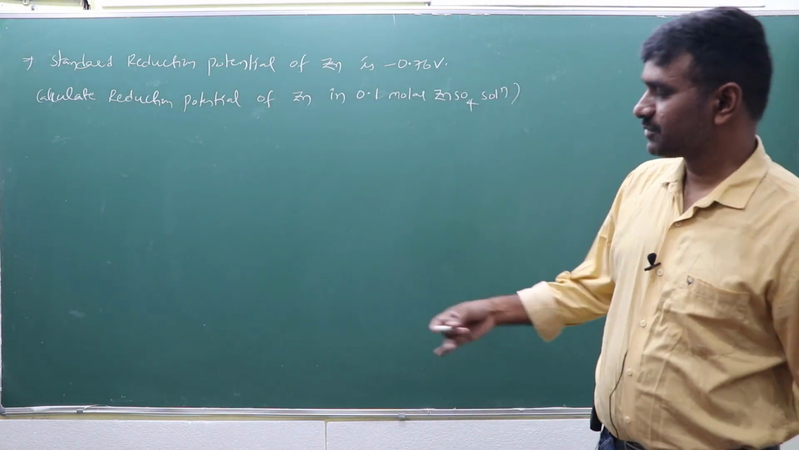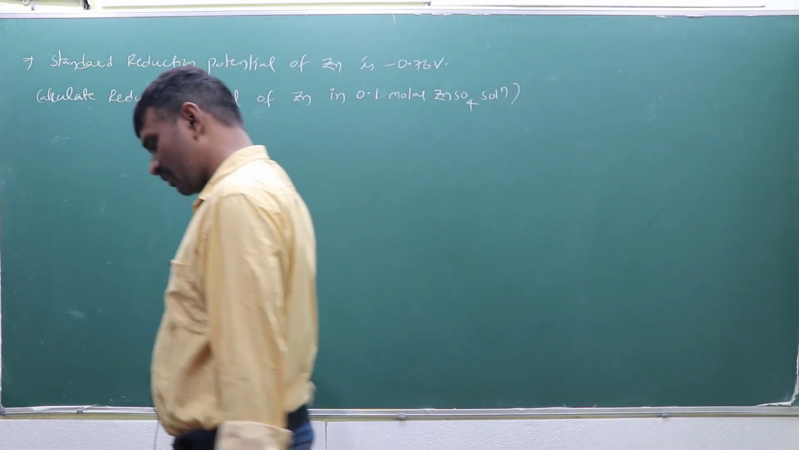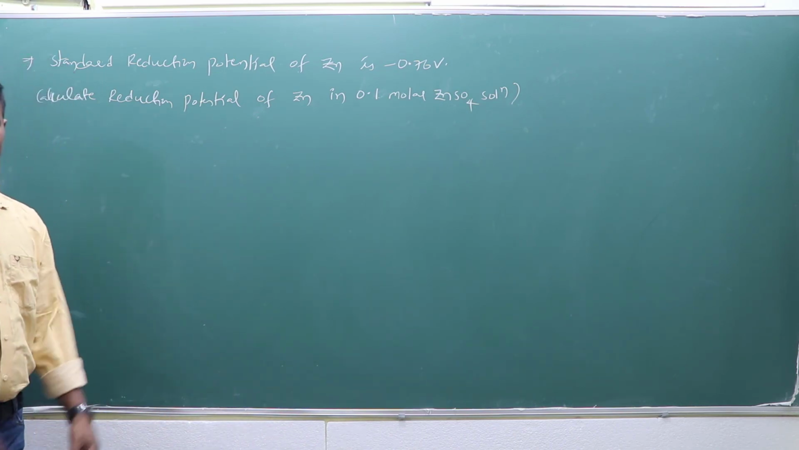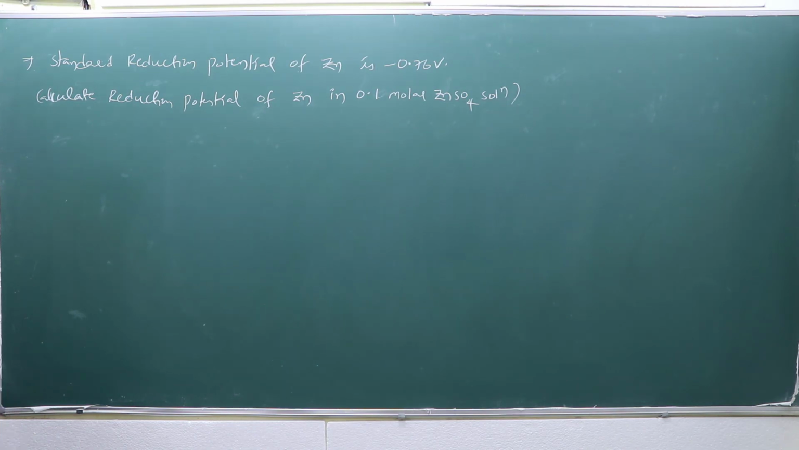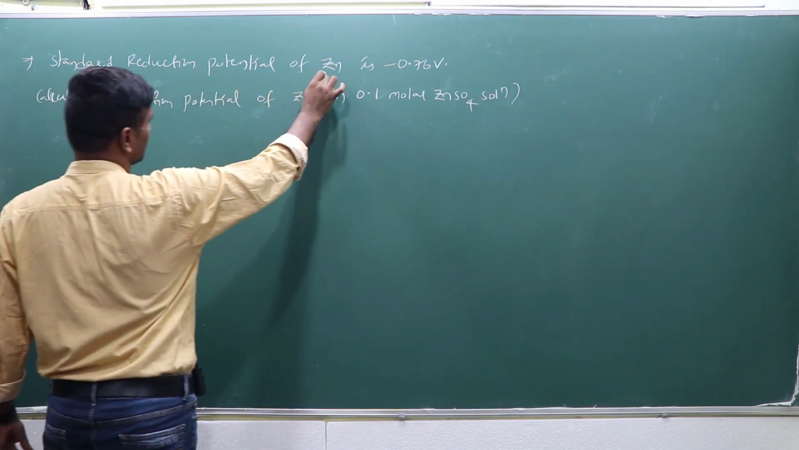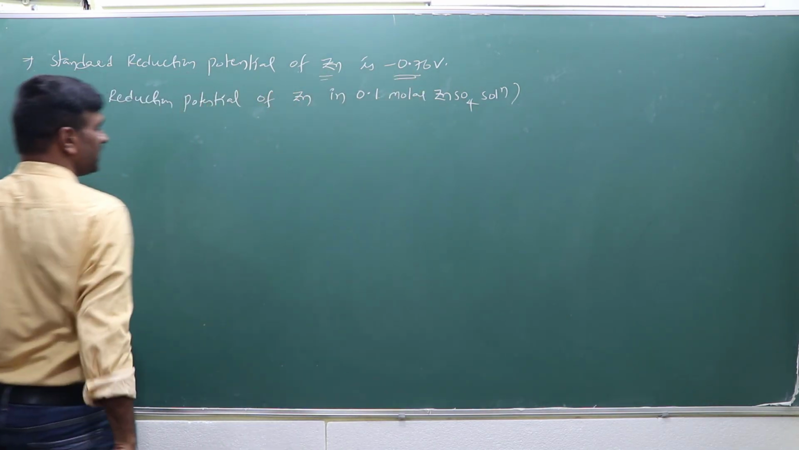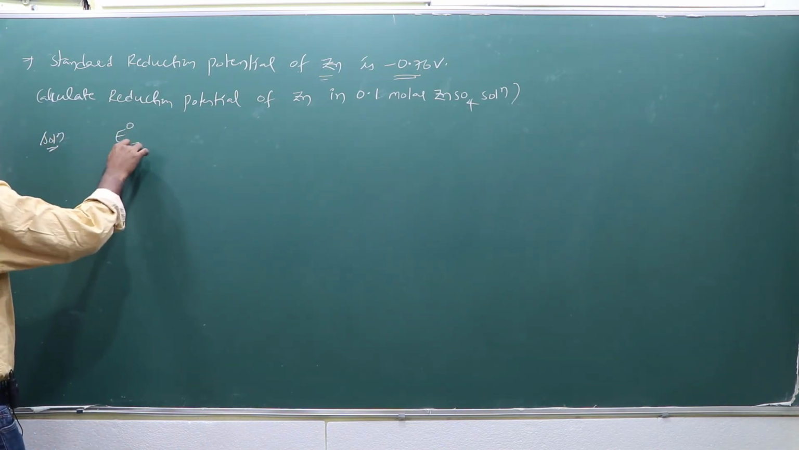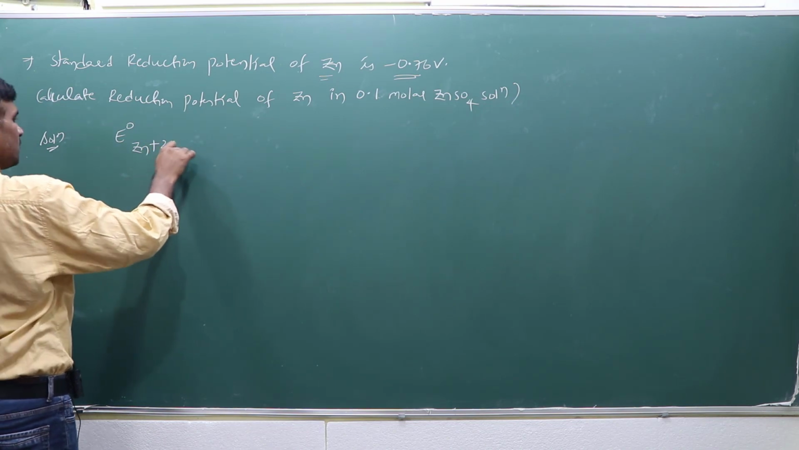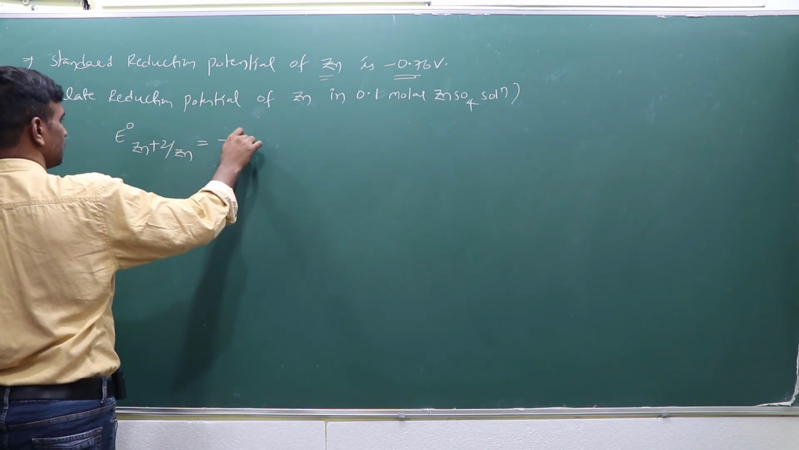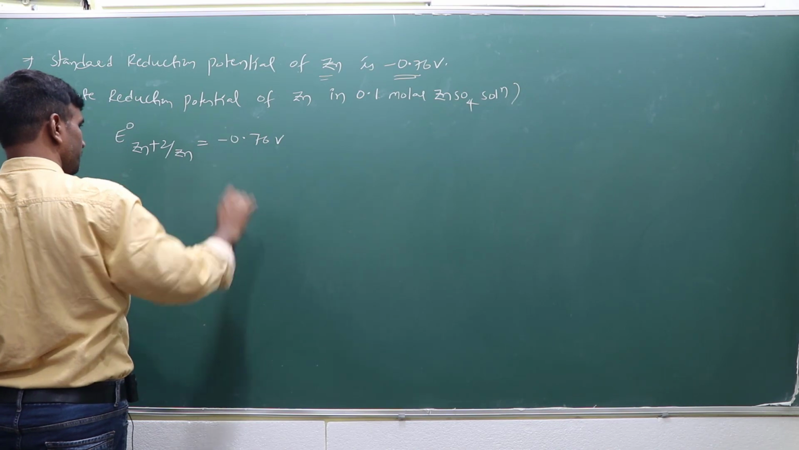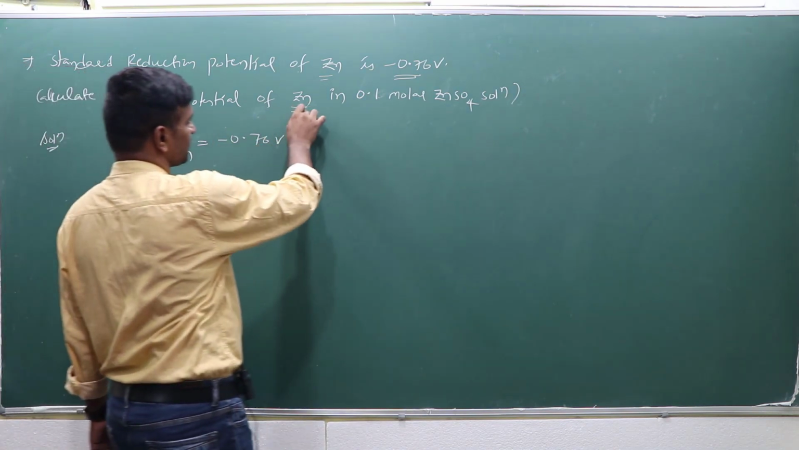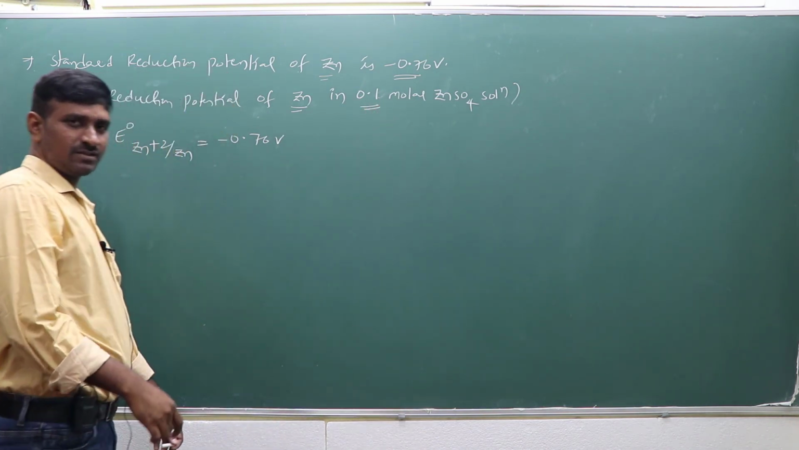What will be given, which one you have to calculate. That is important in any problem in physical chemistry particularly. You read that problem first, and apply the concept. The standard reduction potential of zinc is minus 0.76 volt. So E0 of zinc plus 2 to zinc is given as minus 0.76 volt. Only one value is given. And calculate the reduction potential of zinc in 0.1 molar zinc sulfate solution.